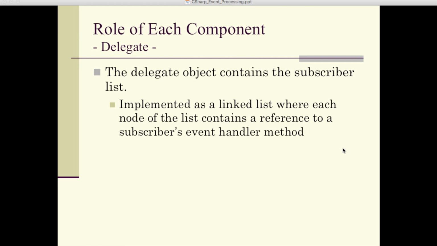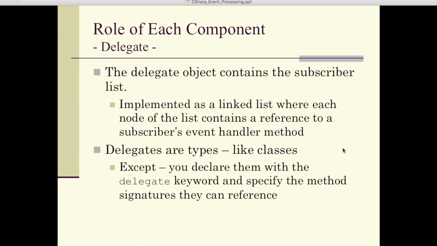The delegate object contains the subscriber list, okay, implemented as a linked list where each node of the list contains a reference to a subscriber's event handler method. And delegates are types just like classes, except you declare them with the delegate keyword and specify the method signatures that they can reference.